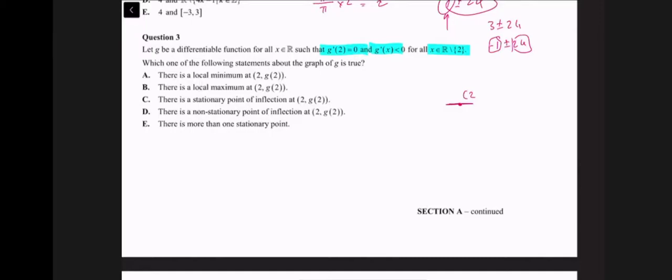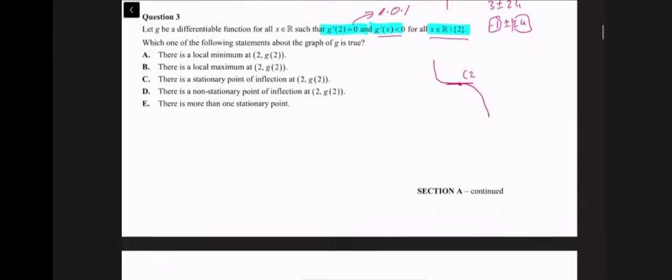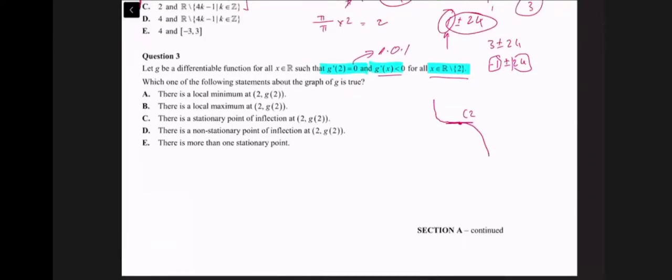So you can tell that if this is true, then at this point it's going to be a point of inflection, because that's what a point of inflection is. So if it's going to be less than 0, then the graph is going to go like this. And now you can just look at the answer options. So local maximum, that's not right. Stationary point of inflection, non-stationary point of inflection, and then there's more than one stationary point.